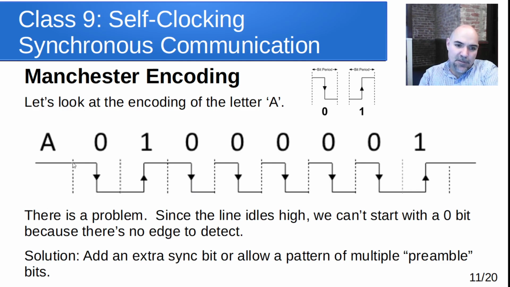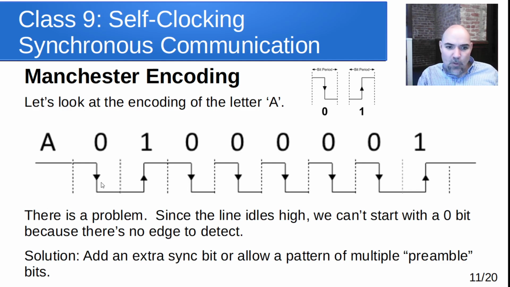And we can't tell that the 0 started there because there's no transition. So there's no edge to detect right here at the beginning before that 0 pulse. So how do I know that this isn't the starting pulse here, and how do I know that that was a 0 there? Well, probably the easiest solution is to add an extra sync bit or sometimes a pattern at the beginning of the message called a preamble, which are just a few bits so that it can get synchronized. And one of the cool things about this is you'll notice that middle of every bit there's a transition.